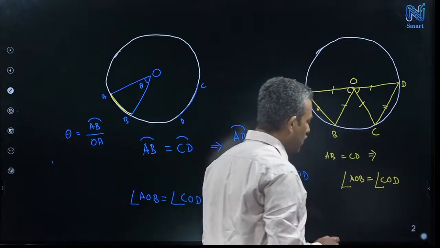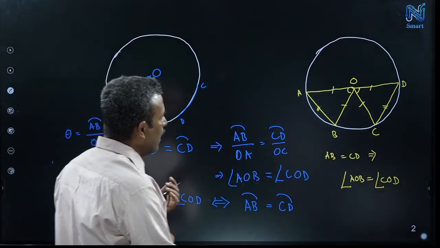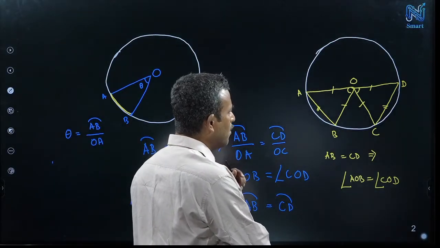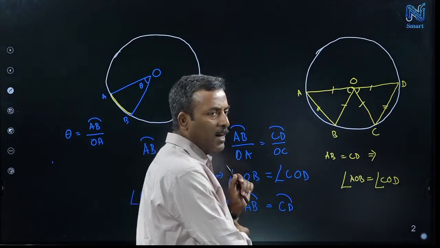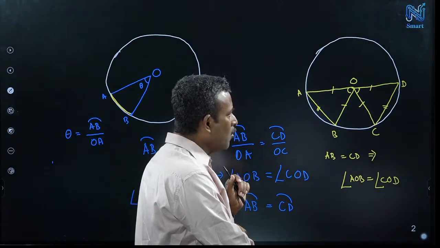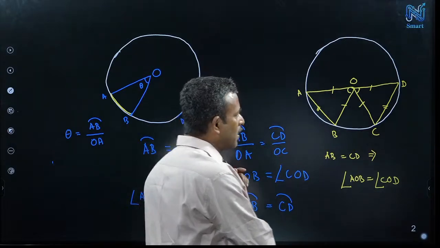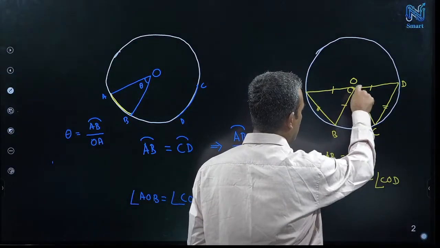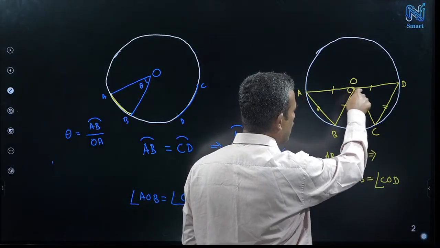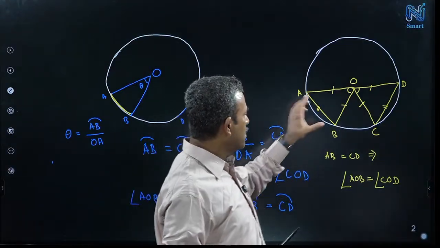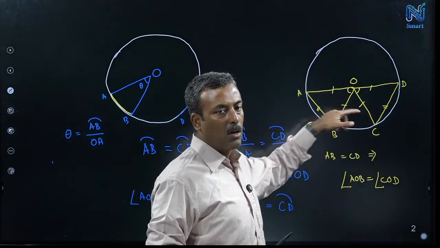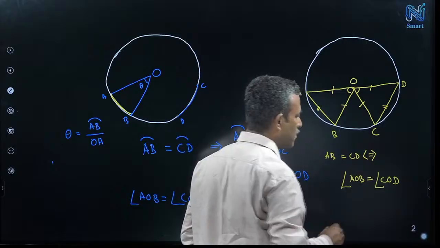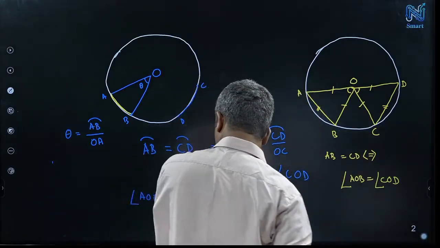Similarly, conversely, if we take the angle AOB equal to angle COD, then what happened? Then by side angle side. We do not know whether AB equal to CD or not, so we can't use SSS. This is equal to this, and the in-between angles are also equal, it is given. So that means these two triangles are congruent, the other side must be equal. So, side angle side.